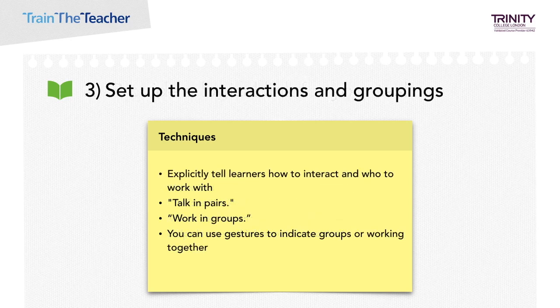You have their attention, you've given them some context for what they're going to do, and now you should set up the interactions and groupings. So explicitly tell learners how to interact and who to work with. For example, talk in pairs or work in groups. You can use gestures, small hand signals to indicate groups or working together.